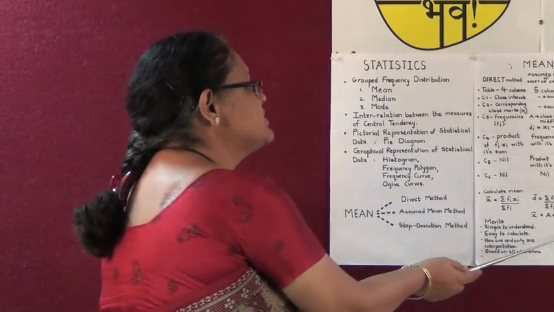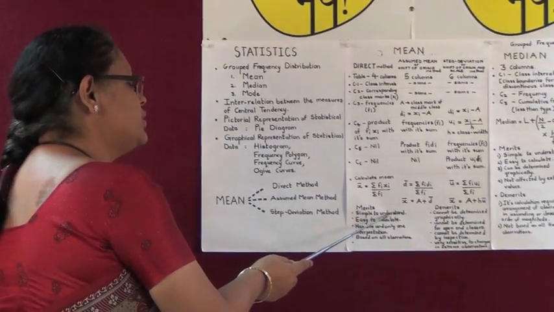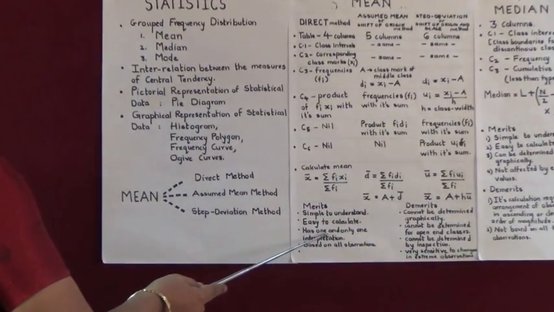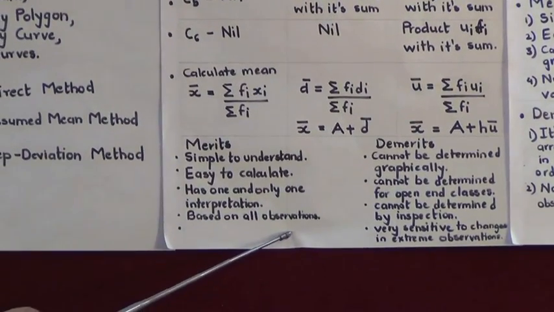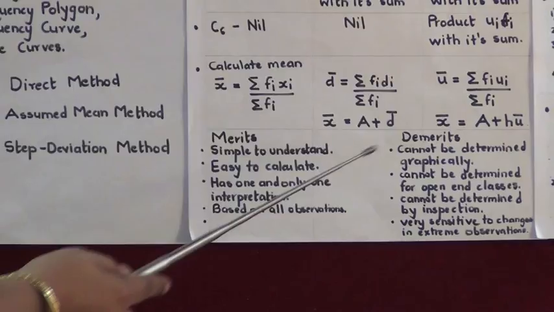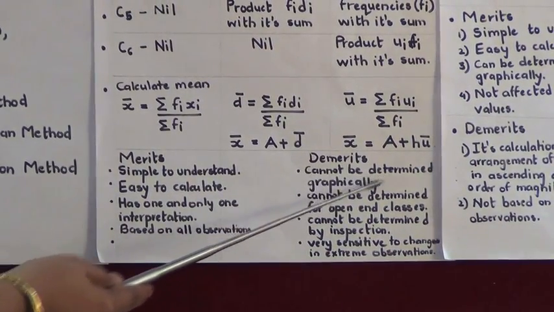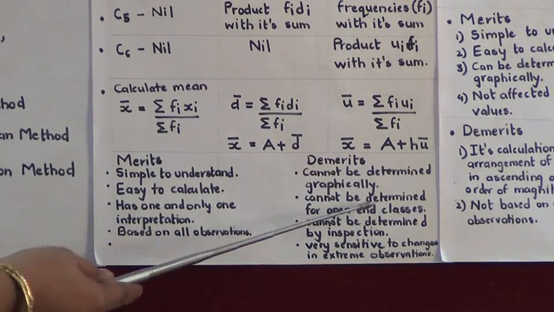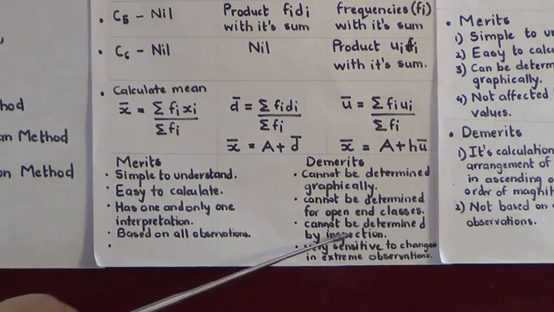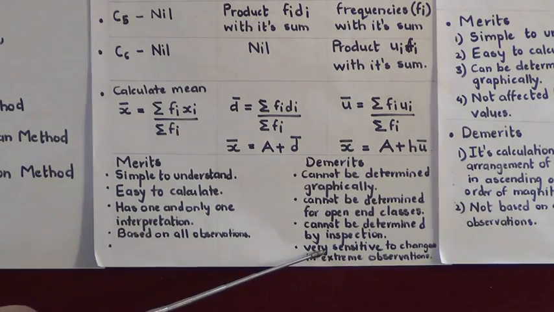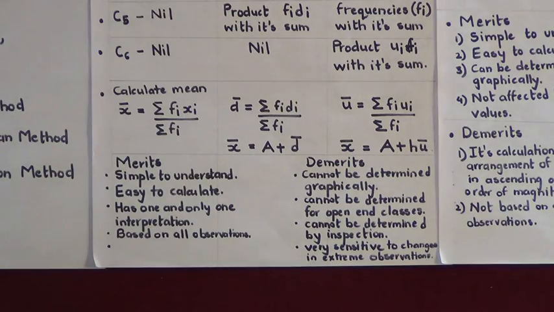Let us go to the merits and demerits of finding the mean. This method is very simple to understand, easy to calculate, has one and only one interpretation, and is based on all the observations. The demerits of using this method are: it cannot be determined graphically, mean cannot be determined for open-end classes, it cannot be determined by inspection, and this method is very sensitive to changes in extreme observations.